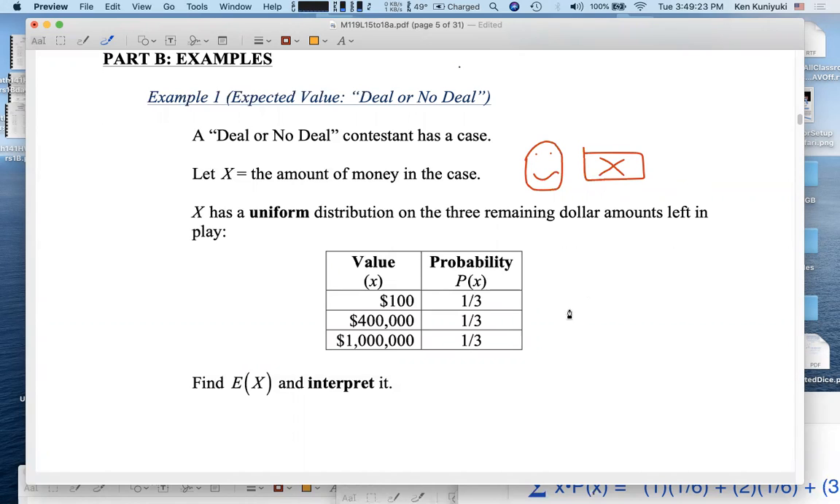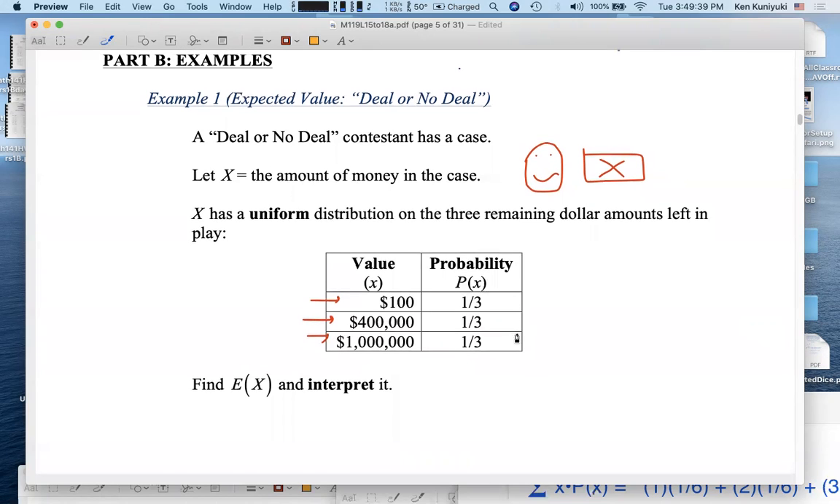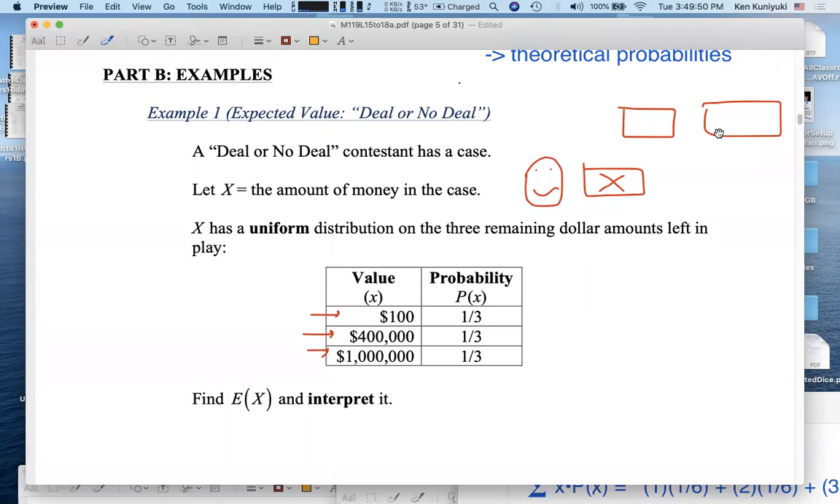However, we know that we're at the point where there are only three dollar amounts left in the game: $100, $400,000, and $1 million. The contestant is mostly happy because this is a pretty good game board. So there are only three cases left in the game, and you have each of these dollar amounts in each of these three cases. One of these cases is held by the contestant. The other two cases are up on stage, and we have these models next to them, and they're smiling.